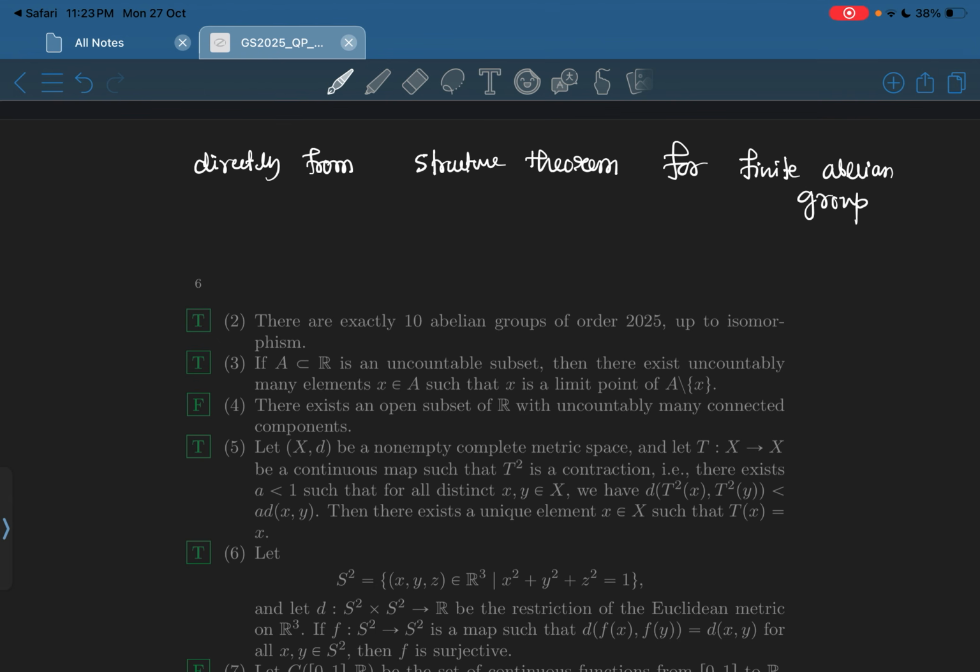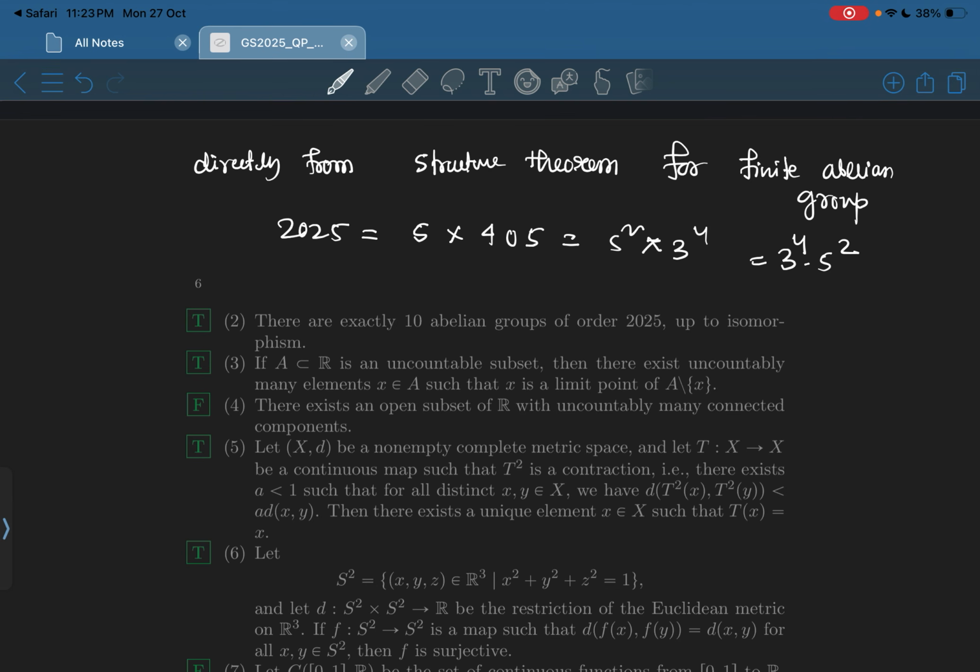Right? So this is basically, so what is 2025? If you divide by 5, then it is 405. Then you have 5 squared times 3 to the power 4. So the prime factorization is 3 to the power 4 times 5 squared. Okay, so then you can easily compute.